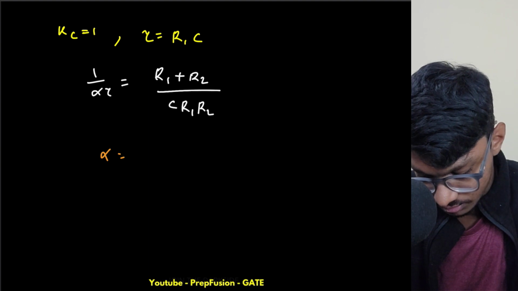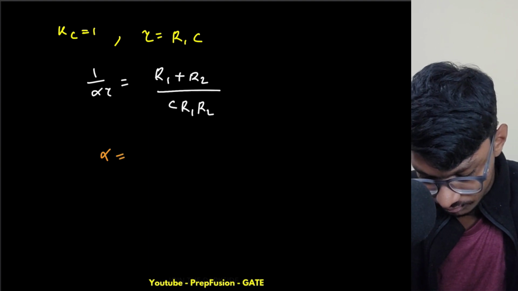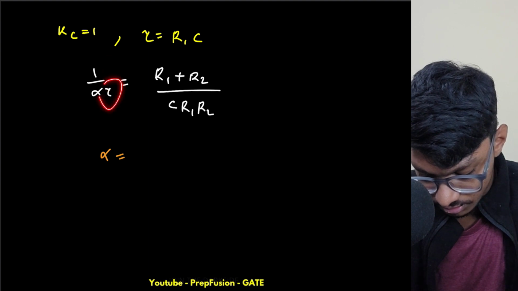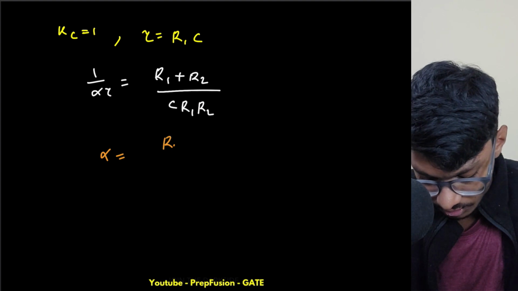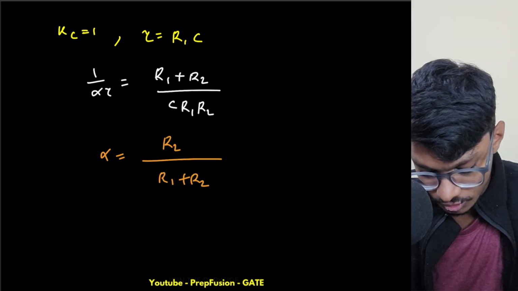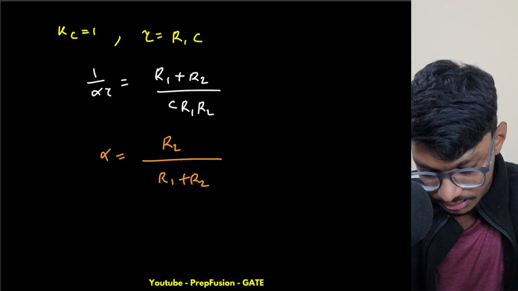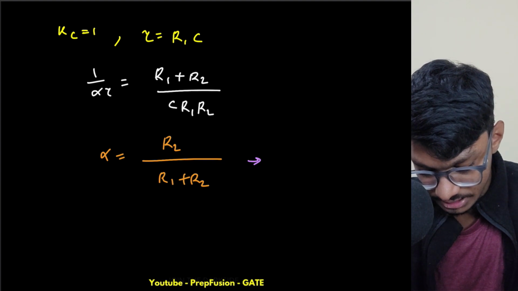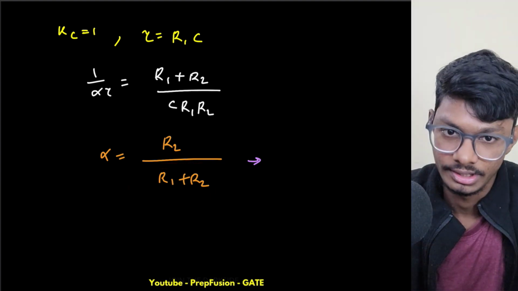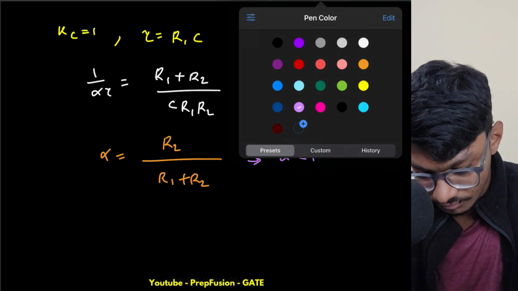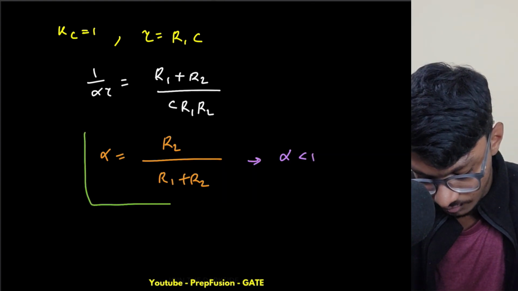So for this alpha, 1 by tau is equal to this R1C, so R1C will get cancelled, R2 will be present, so alpha equals R2 by (R1 plus R2) simply. Here what I can see is obviously R1 plus R2 will be greater than R2, so alpha will be less than 1. Okay, so my alpha will be less than 1.